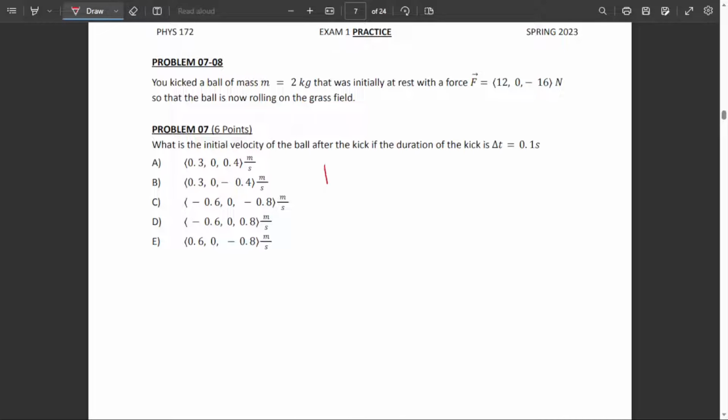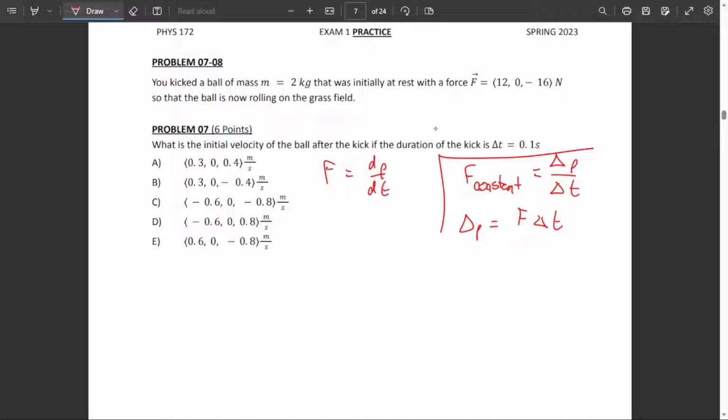If we do that, we know that generally force equals change of momentum over change of time. If we assume that the force is constant, then the change of momentum is equal to the force times the change in time. And this is only if the force is constant, or we're assuming it's constant. Since the time is so small, we can assume that during that small window the force is constant.